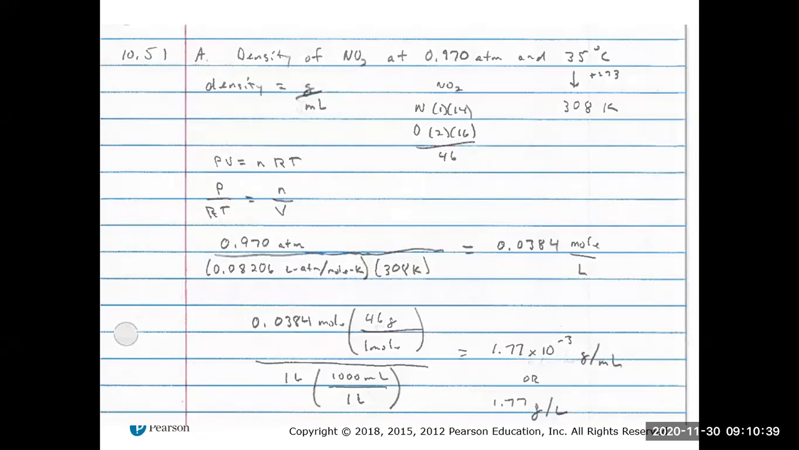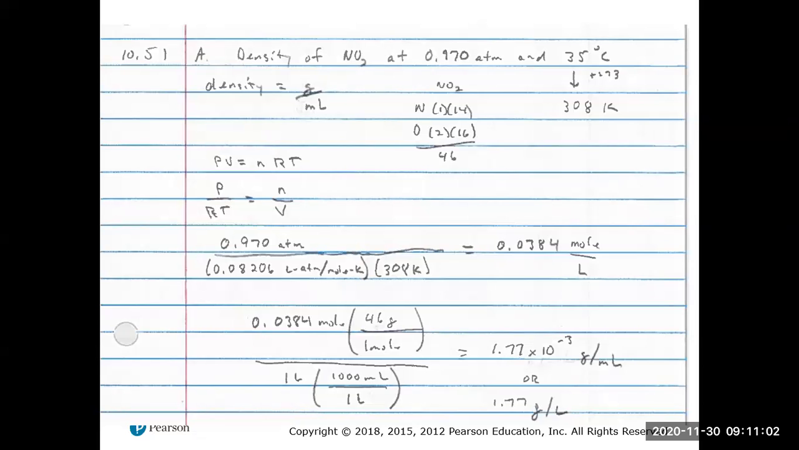We want to convert that moles to a grams value, and we can go ahead and take 0.0384 moles times 46 grams per mole. Remember that 46 is our molecular mass from the molecular weight of NO2.